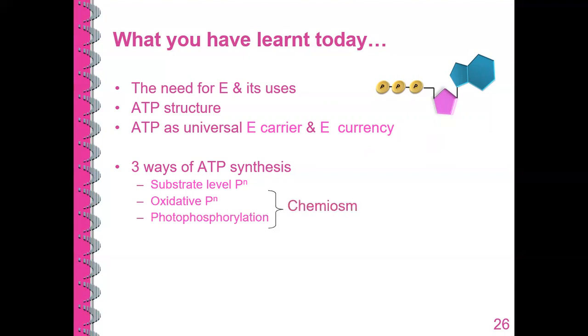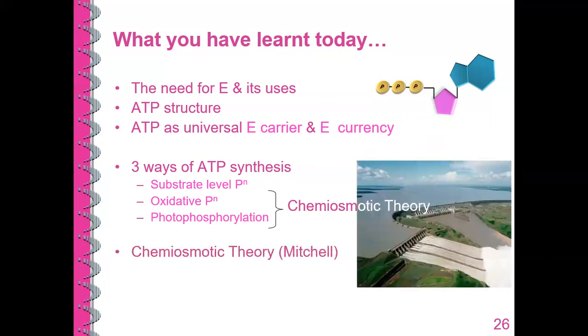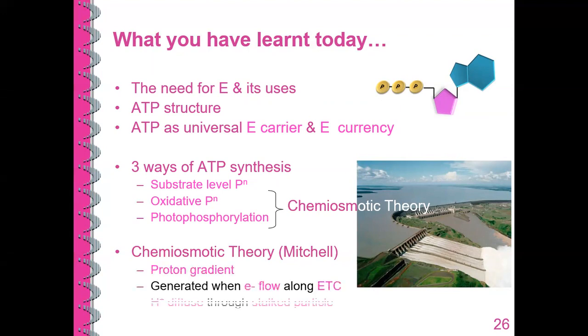Okay, so oxidative phosphorylation and photophosphorylation use chemiosmotic theory. That means ATP is synthesized by chemiosmosis. H plus passes through the stalked particle, turns ATP synthetase, and then ATP is synthesized from ADP and Pi. Okay, so how ATP is synthesized by chemiosmosis was proposed by Mitchell, so it's called chemiosmotic theory. Okay, so what is chemiosmotic theory? I'll start from number 3.